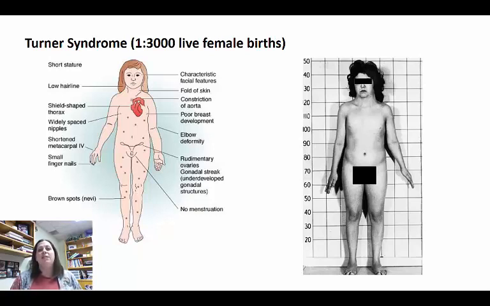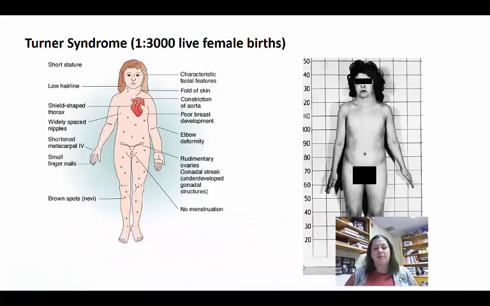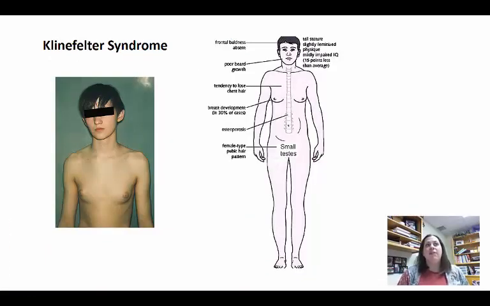All right, and so because of this, the woman will normally still be infertile, but it can allow them to develop into some of the more normal female sex characteristics. The next one we want to look at is known as Klinefelter Syndrome. Klinefelter Syndrome is the most common sex chromosome abnormality that we have.